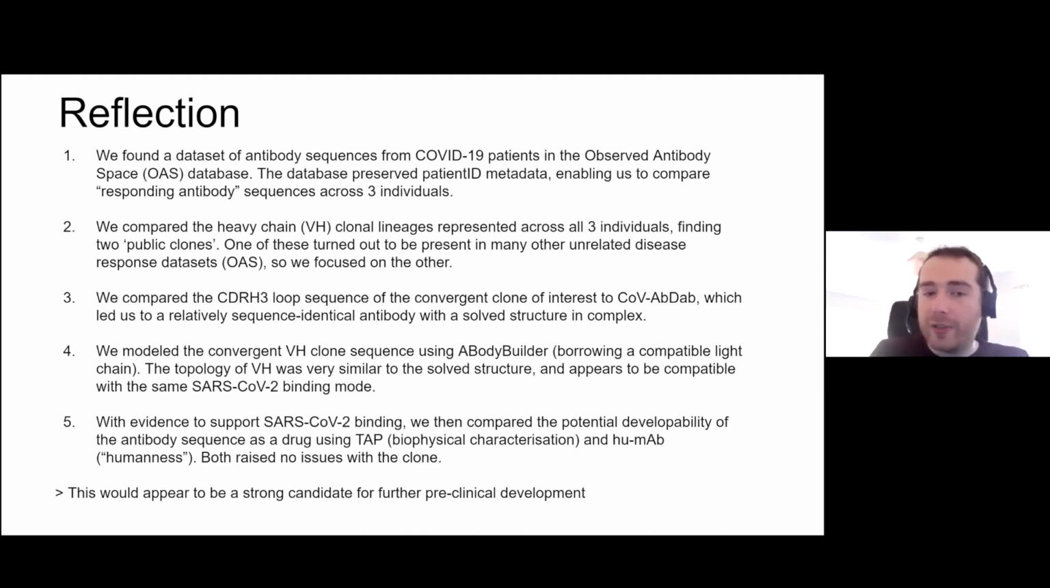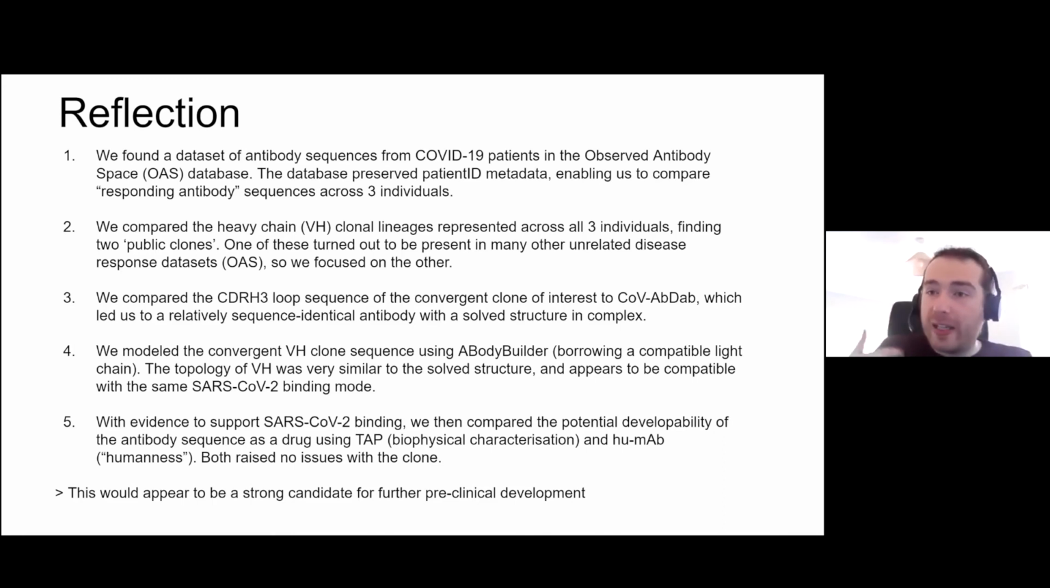And thinking back to our PyMol session, when we aligned this to our solved structure of a SARS-CoV-2 binder, we found that the topology of the VH was very similar to the solved structure. In particular, there was a cysteine bridge motif that was both conserved and part of the paratope, so the antigen binding region. And so it appears to be compatible with the same SARS-CoV-2 binding mode. However, we also observed that the VL chain that was borrowed deviated a little bit, and so would likely require some additional mutation in order to make it a more optimal binder.